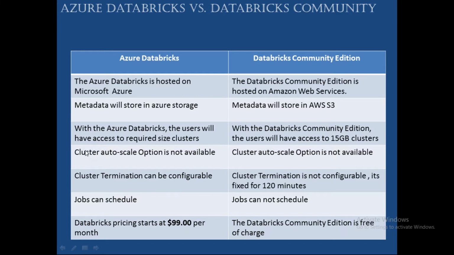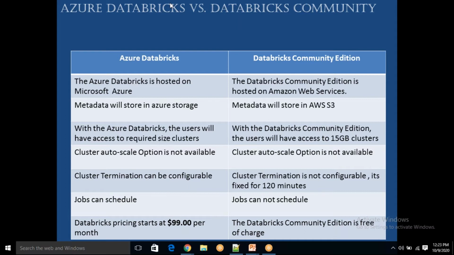Next, in Azure Databricks, clusters will allow you to configure auto scaling. Sorry, friends, I had this wrong on the slide; one second, let me correct it. Yeah, you can see here cluster termination can be configured. Here the cluster auto scale option is available, but in Databricks Community the cluster auto scale option is not available. So in Azure Databricks we can enable the auto scaling option, but in Databricks Community we cannot. Next, cluster termination can be configurable.